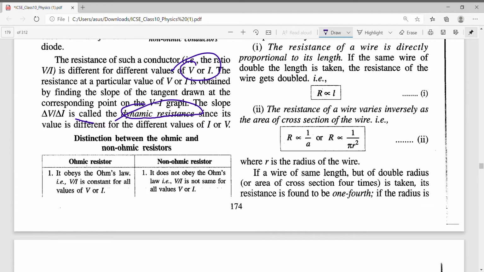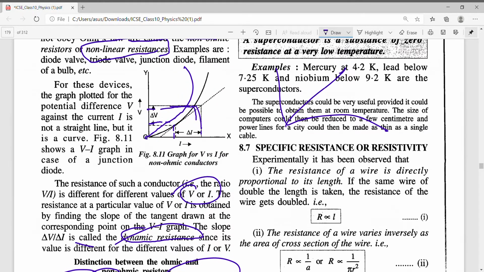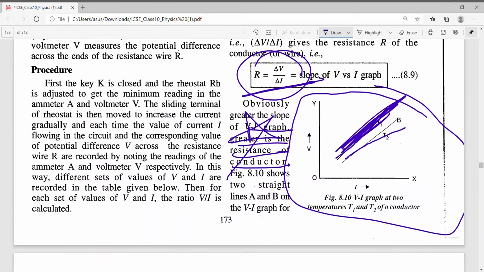So now let's distinguish between ohmic and non-ohmic resistors. What are ohmic resistors? Ohmic resistors are those resistors which obey Ohm's law, and non-ohmic resistors are those which do not obey Ohm's law, right? So V upon I is constant for all values of V or I in case of an ohmic resistor. In case of a non-ohmic resistor, the value of V upon I is not the same, that is, the values of V and I constantly keep on changing. Correct, students? So let's move further, let's revise further.